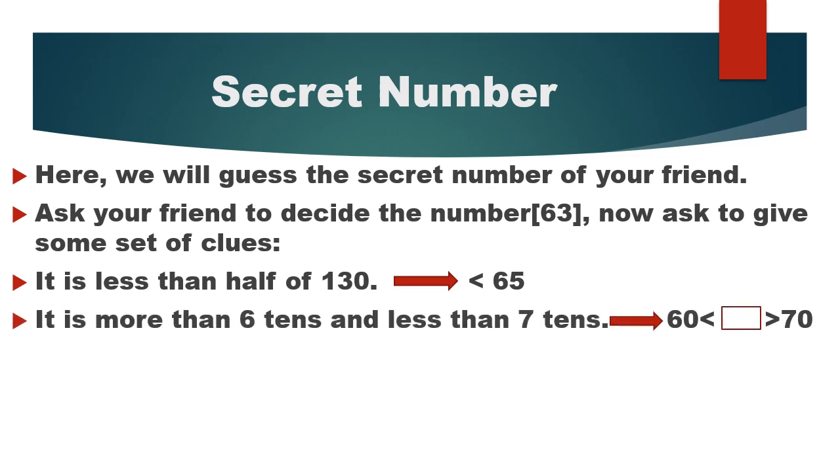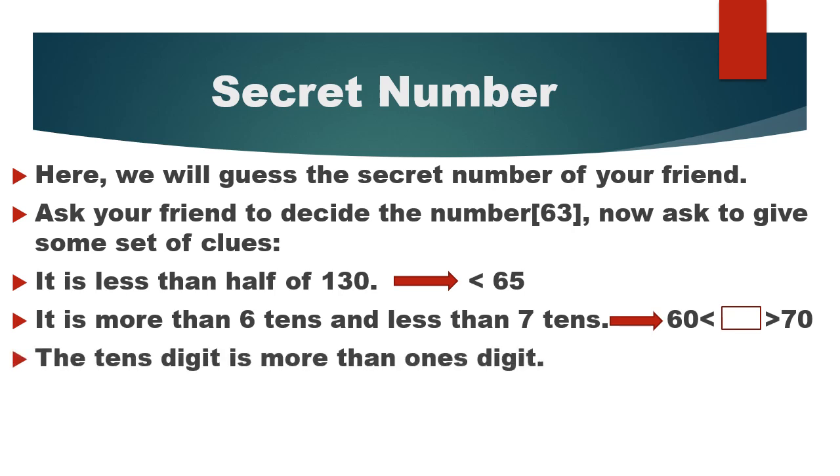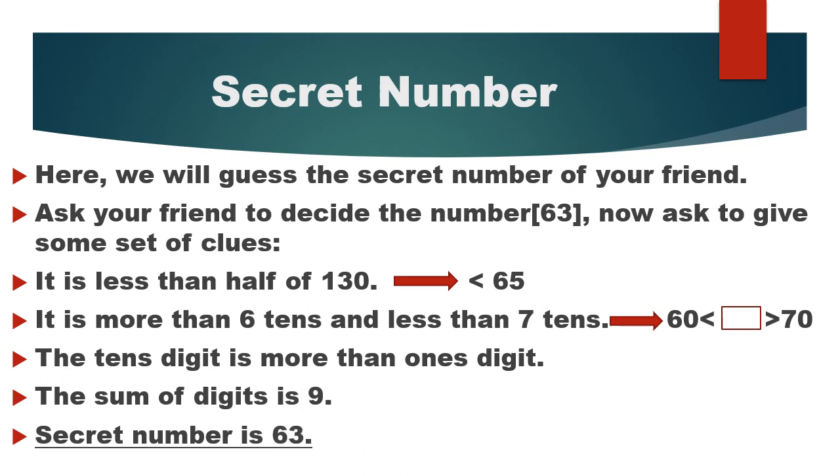Next clue. It is more than 6 tenths and less than 7 tenths. So, it is between 60 and 70. Third clue, the tens digit is more than the ones digit. And now the most important clue is the sum of digits is 9. So, easily you can guess the number. The secret number of your friend is 63. Isn't it interesting?